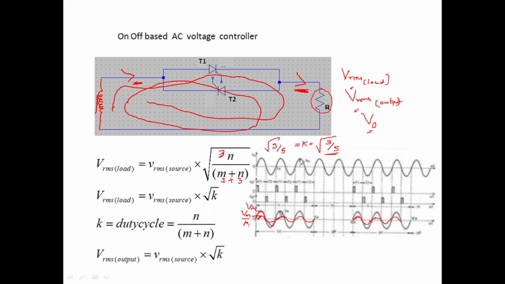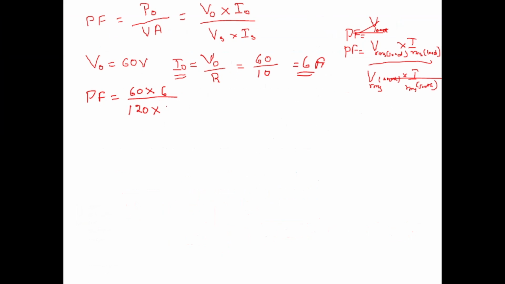What I am saying is, if you call the load current I naught, that is an instantaneous value. If you plot the source current waveform, it looks almost the same as the load current. The source current waveform is the same as the load current waveform. So the load current RMS is the same as the source current RMS, and the value of I naught is directly 6 amps. So this 6 cancels out: 60 by 120 is 1 by 2, which is 0.5. So the power factor is 0.5 lagging.